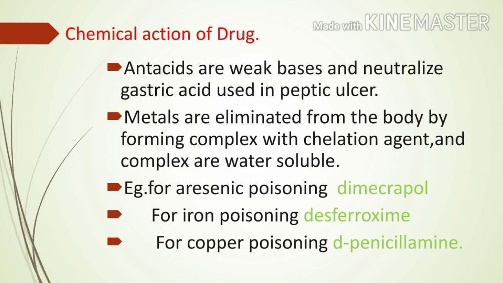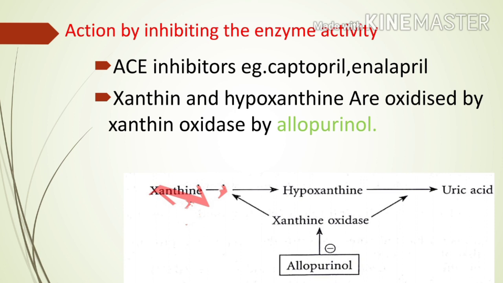These are some chelating agents: dimercaprol used in arsenic poisoning, deferoxamine used in iron poisoning, and D-penicillamine used in copper poisoning. These are the chemical actions of drugs. Some drugs act by inhibiting enzymes. In hypertension, captopril and enalapril are used, which inhibit angiotensin converting enzyme. Allopurinol inhibits xanthine oxidase required for xanthine metabolism and prevents the formation of uric acid.